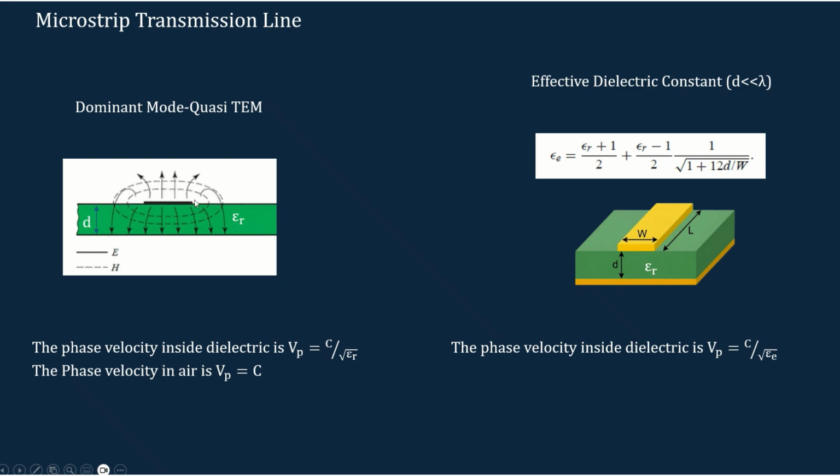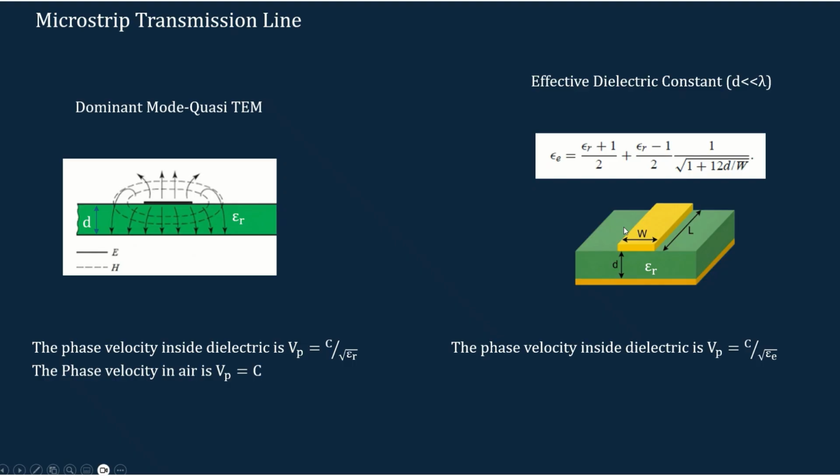As these fields extend into the air and into the dielectric, the effective dielectric constant has the influence of the dielectric and that of the air. So epsilon E, where 1 is the relative dielectric constant of air, is equal to (epsilon R plus 1) by 2 plus (epsilon R minus 1) by 2 into 1 by square root of 1 plus 12 d by w, where d is the thickness and w is the width of the trace.